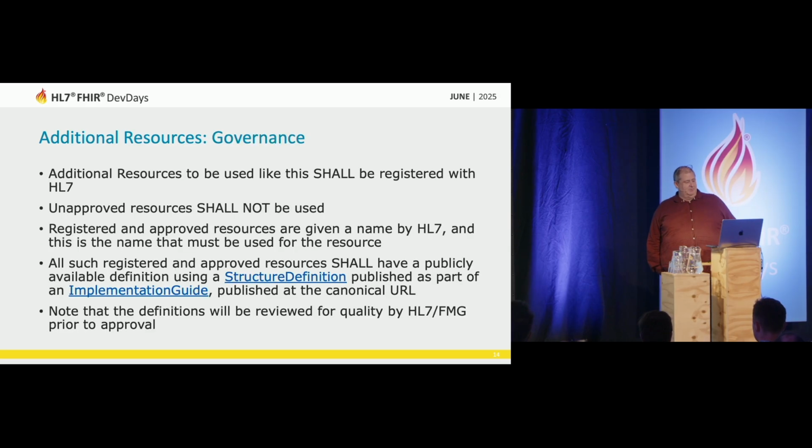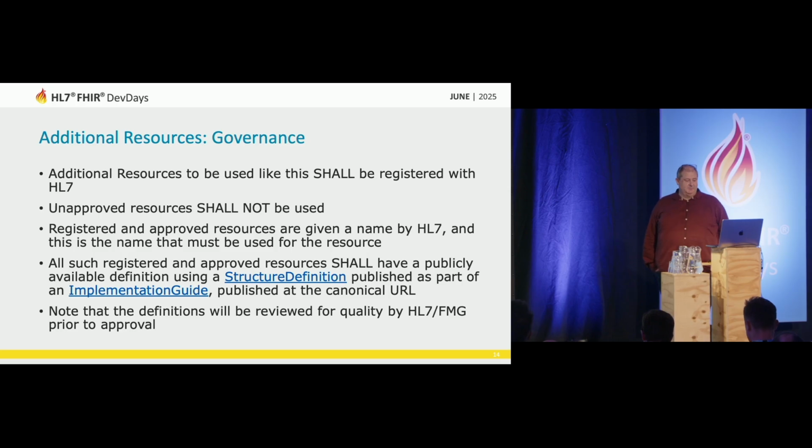Okay, so how does this work? First thing I want to talk about is governance, and from here on in, I'm basically quoting from this draft R6 spec that we balloted in April. So, additional resources to be used like this shall be registered with HL7. It's not a free-for-all. If you want to have one of these, you need to register with HL7, and FMG, the FHIR Management Group, needs to approve this. Unapproved resources shall not be used. I'll come back to that. So you have to have approval.